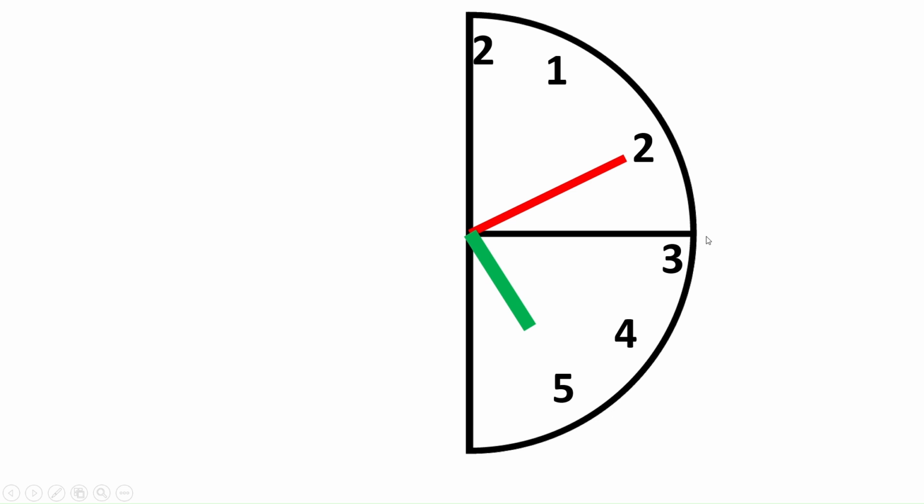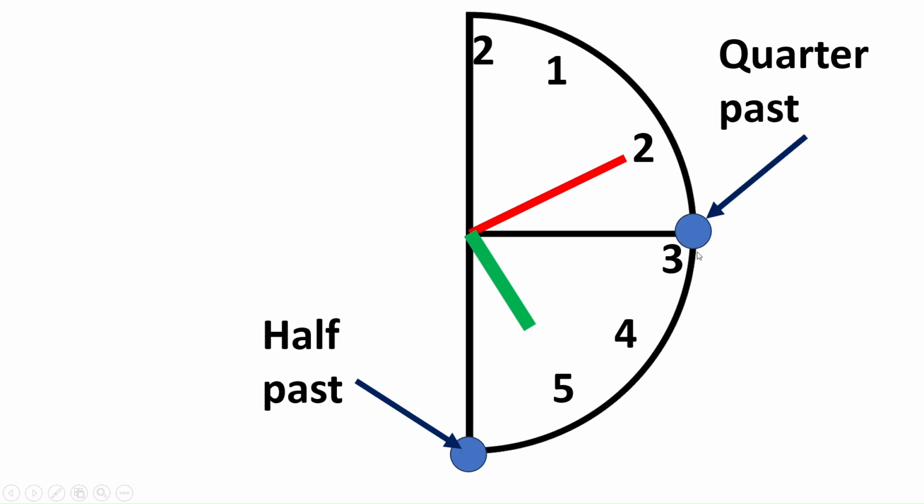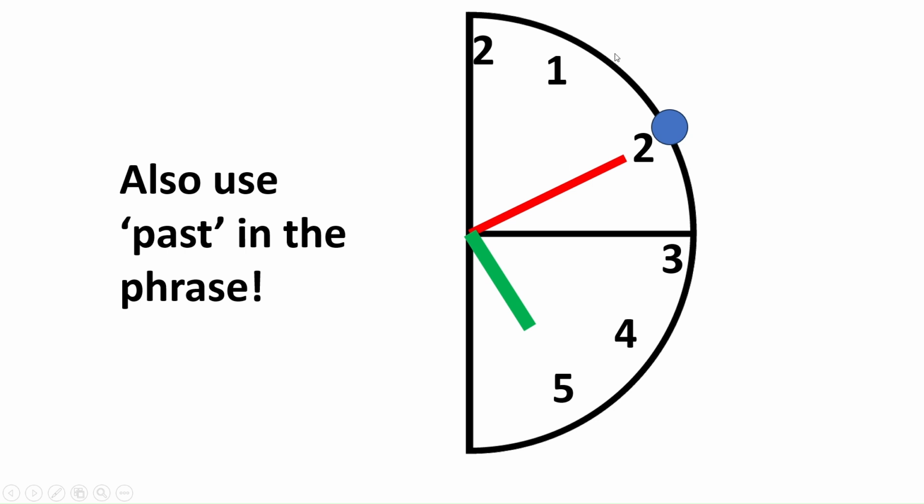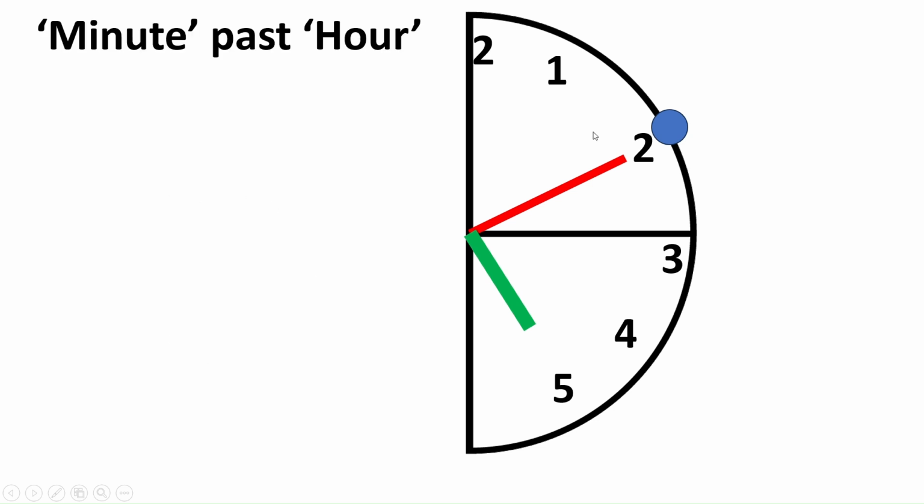Let's look at the 2 main points on this half that we want to look at today. We can see that they have quarter past and half past. Both of these phrases have the word past in their name. This is because this half of the clock describes by how much we have passed on the clock in minutes. So, when talking about other numbers on the clock in this half, we will also use past in the phrase when speaking.